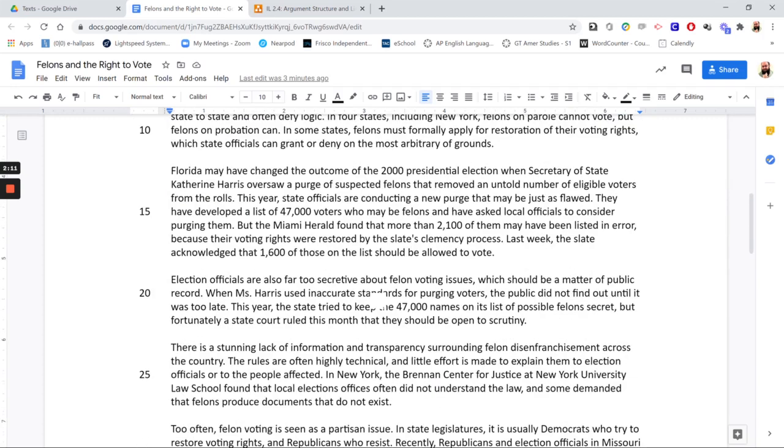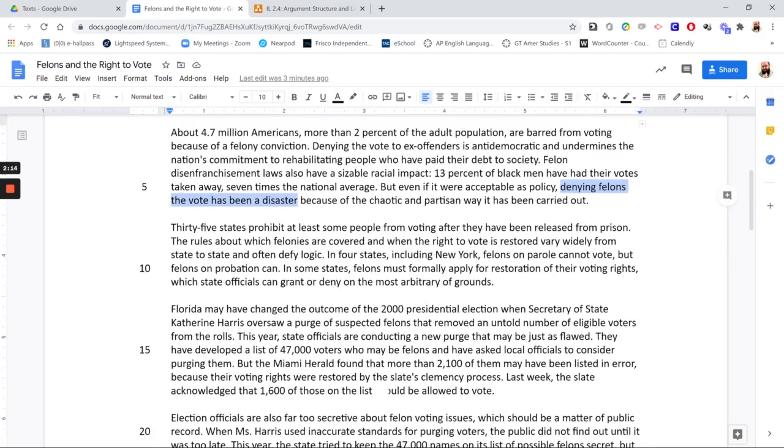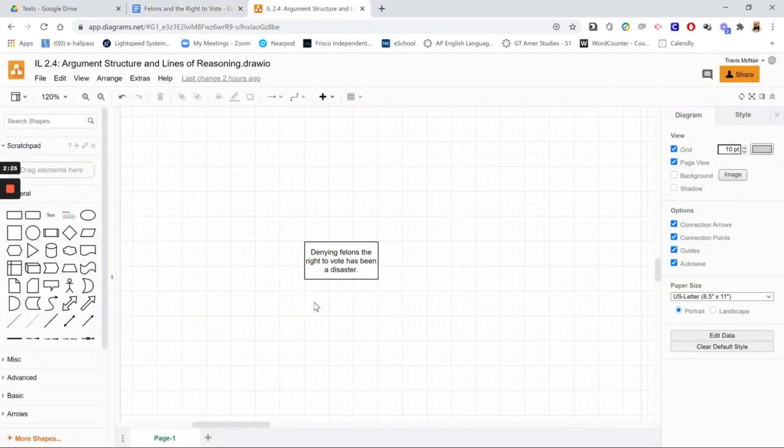And reading through the rest of these, yeah, sure enough, the next 5 paragraphs all support that idea. They're all different ways in which denying felons the right to vote has been a, quote, disaster. So we're just going to come over here to my argument map page in draw.io. I've just created a new drawing here, entitled it after the notes in the guided notes there, and I just created my first box with this primary claim: denying felons the right to vote has been a disaster.